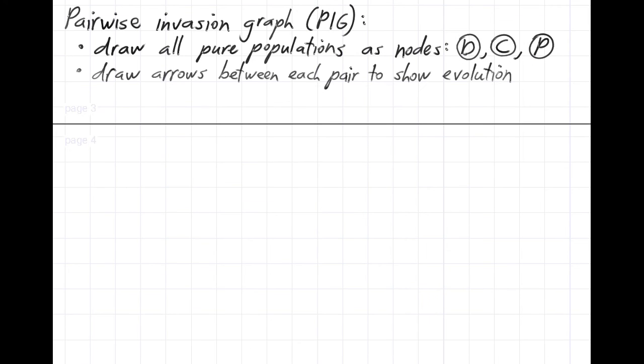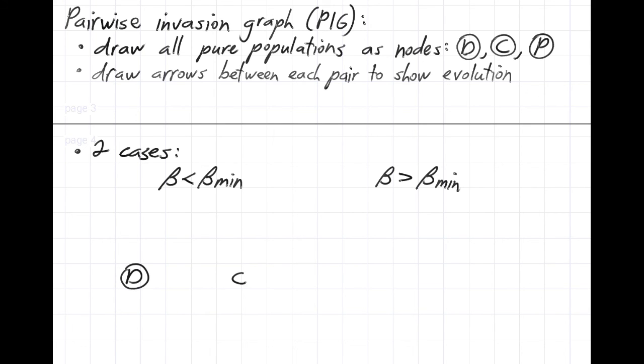So for this situation that we're handling, we have to be aware of both cases that we've looked at. And those cases, again, are when beta is less than this parameter we found, beta min, or when beta is more than beta min. And we need to draw our three pure populations, all D, all C, and all P, for both cases. And now let's go back and look at these and fill in the arrows.